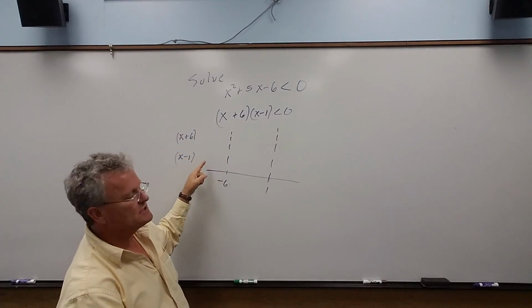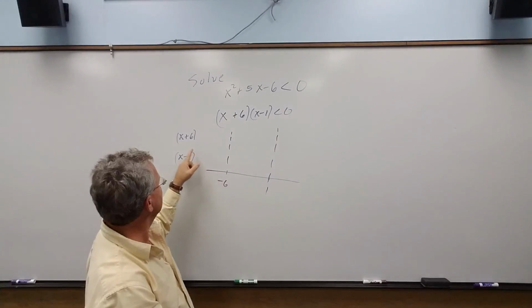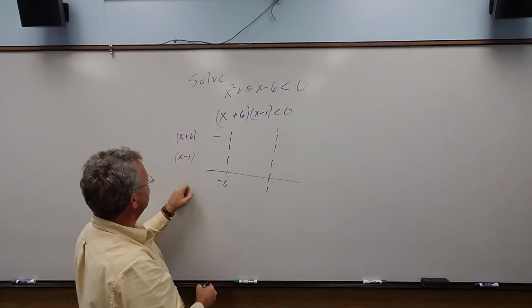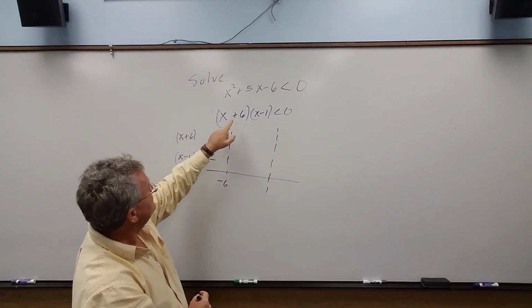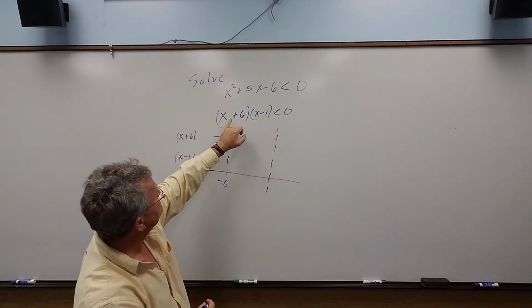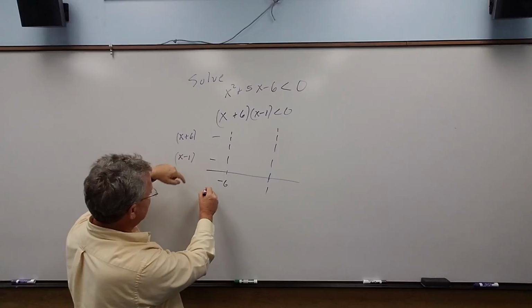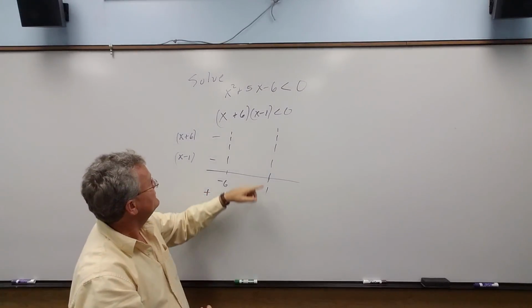Well, pick any number less than negative 6. Negative 10 plus 6 is a negative. Negative 10 minus 1 is a negative. If this is negative and this is negative, well, a negative times a negative gives us a positive.